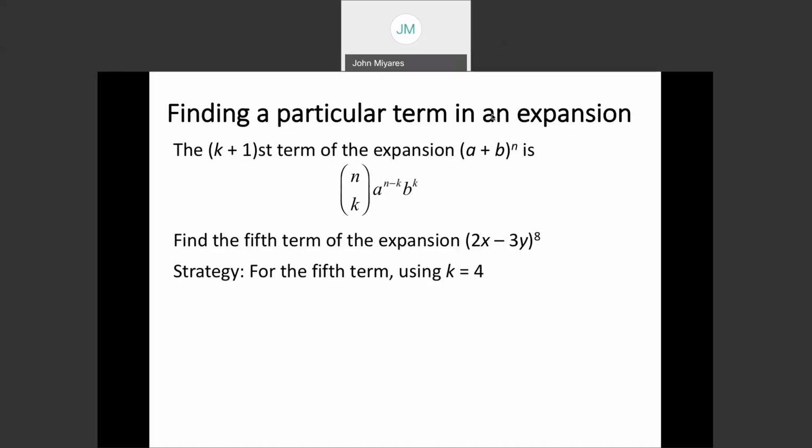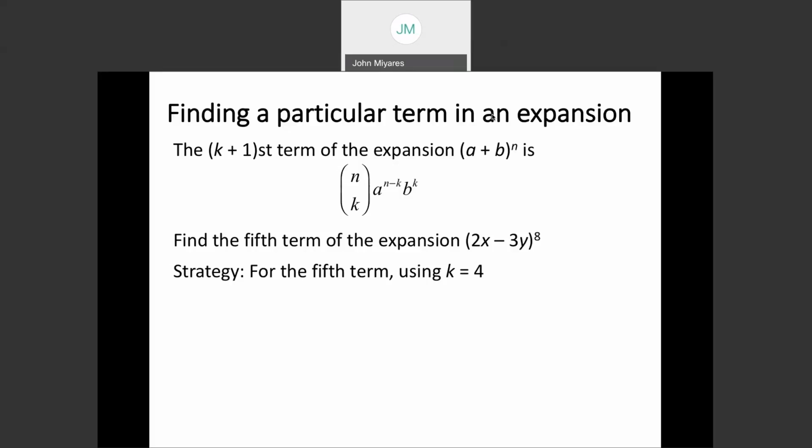Think about it. If we were doing this by brute force, we'd start by decreasing our powers of 2x 5 times. So I'd go 2x to the 8th, 2x to the 7th, 2x to the 6th, 2x to the 5th, 2x to the 4th. For the y's, we'd increase from 0, giving us negative 3y to the 0, negative 3y to the first, negative 3y squared, negative 3y to the third, and negative 3y to the fourth.